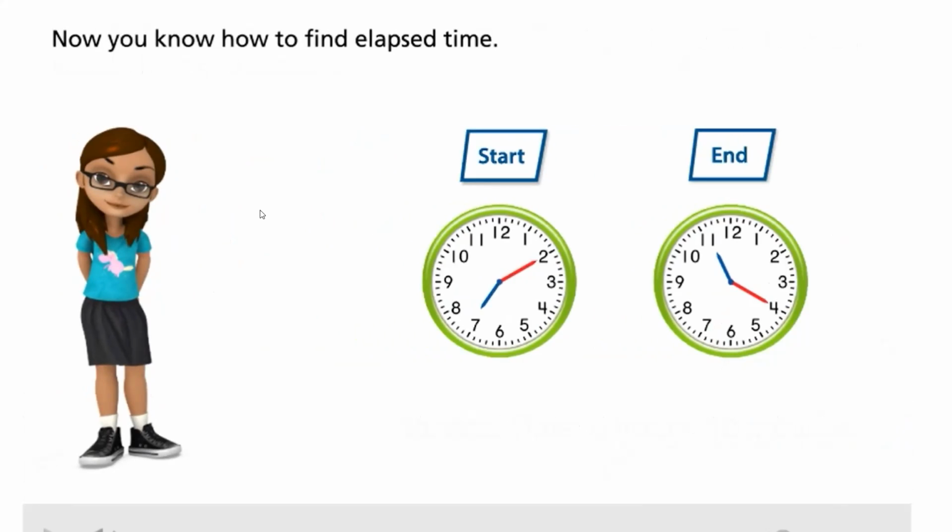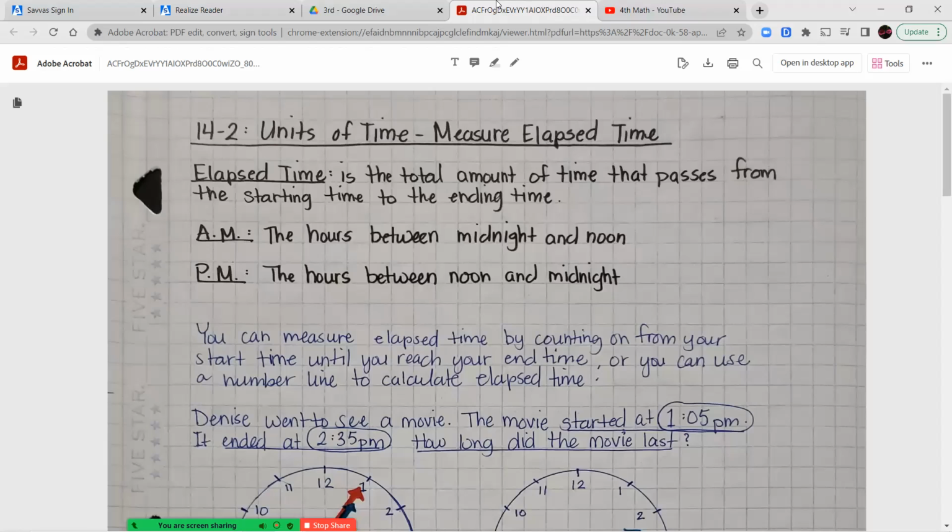All right, let's go ahead and get into our notes and our guided practice. Now remember, elapsed time, like we said, is the total amount of time that's going to pass from the starting time to the ending time. When we're working with different types of time, we have AM and we have PM. So AM hours are anytime after midnight until noon, and PM are going to be from noon until we get to midnight.